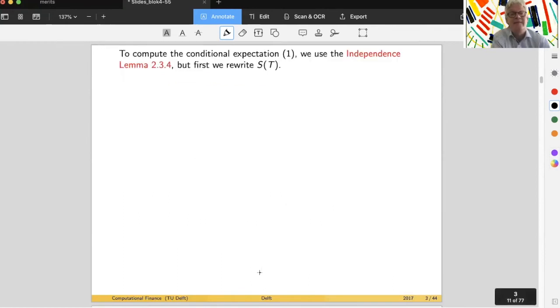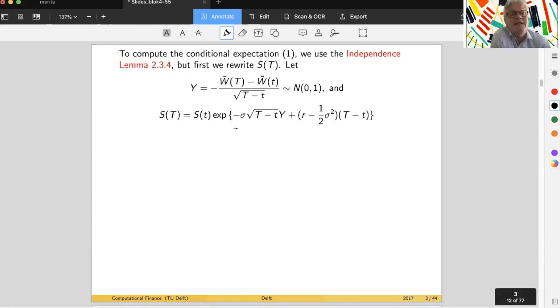So we do a scaling, and the scaling is as follows. We choose to name a variable capital Y, and that is Y = −(W̃(T) − W̃(t)) divided by the square root of T − t. We put a minus sign in front because then we get a minus sign in the exponent. That is typically nice. And this variable Y is standard normally distributed. And we can use it.